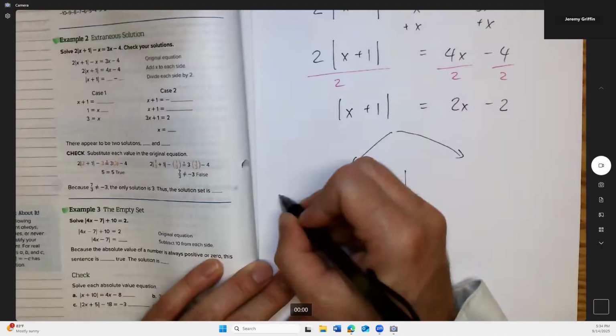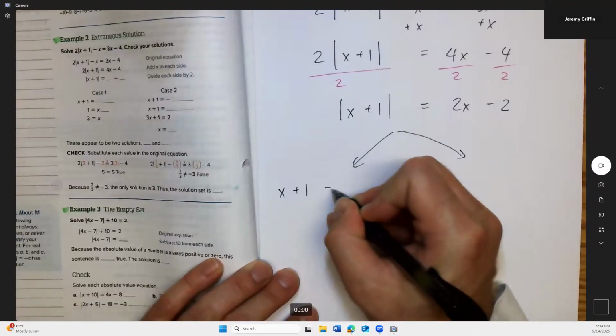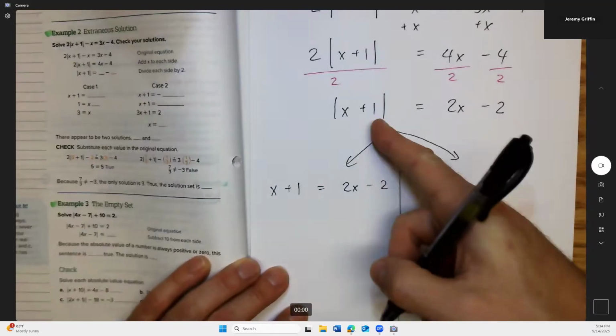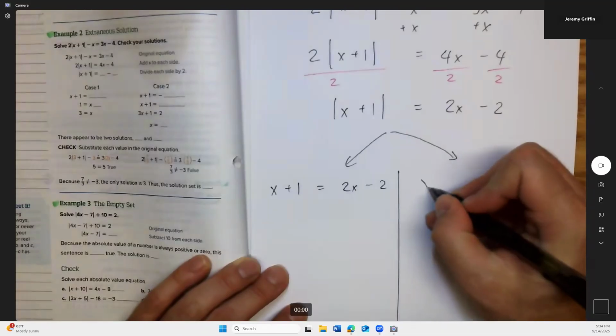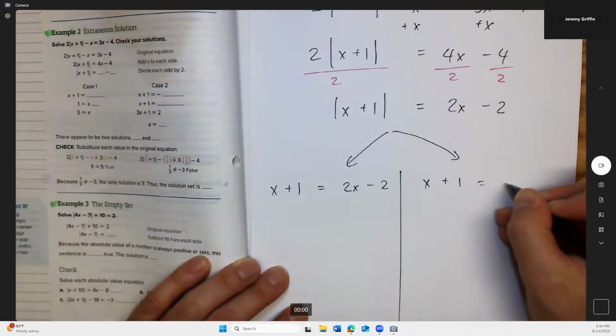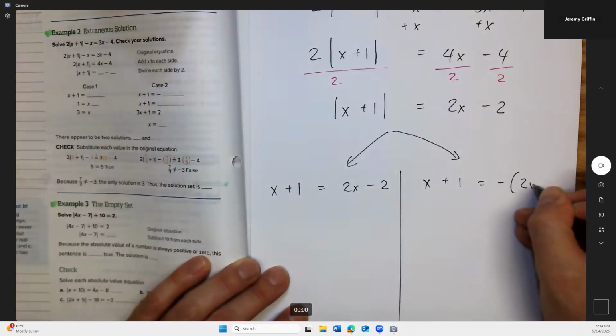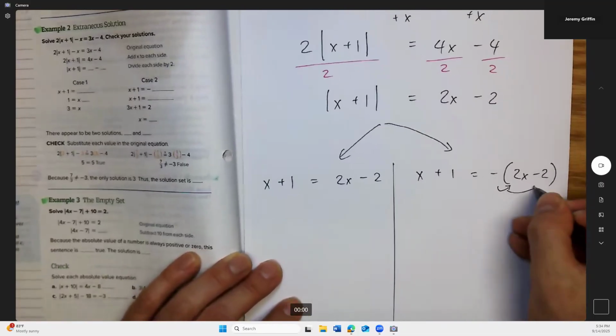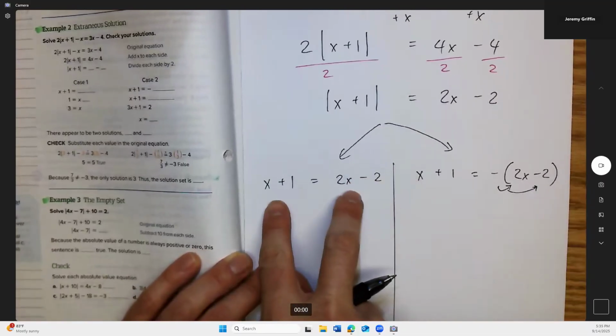So on one hand, the x plus 1 might actually be 2x minus 2. Right? But maybe the negative is true. Maybe this whole x plus 1 is actually the negative of 2x minus 2. Okay? In which case I have to distribute the negative. So let's play this out, each one.